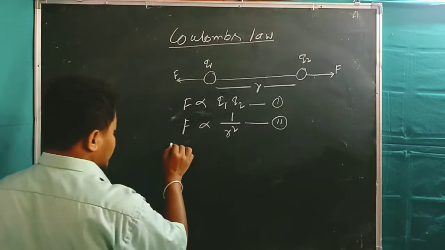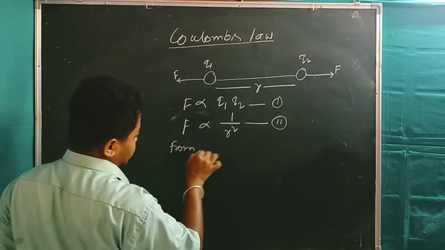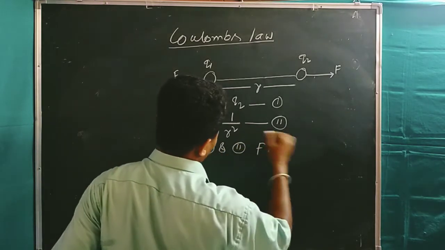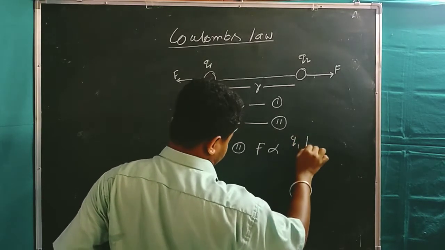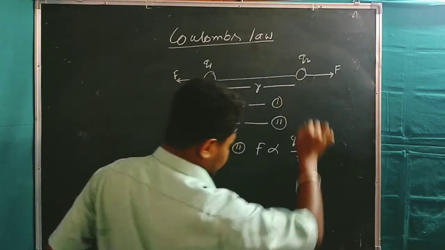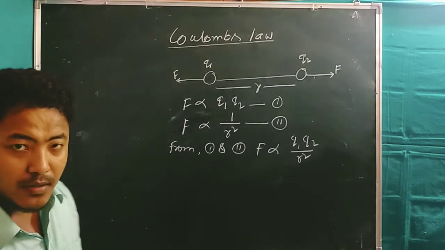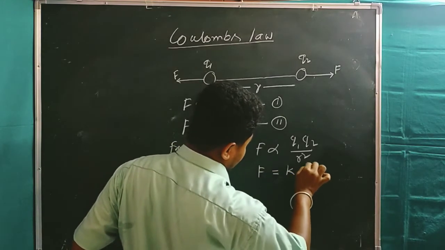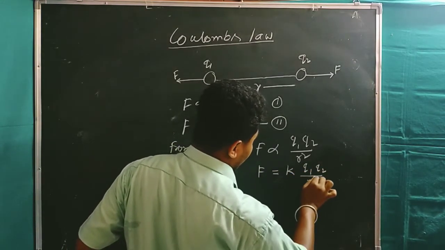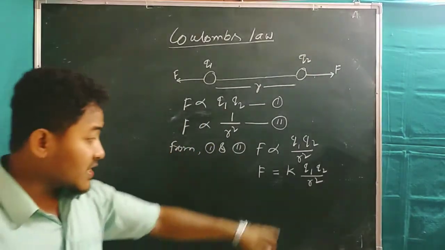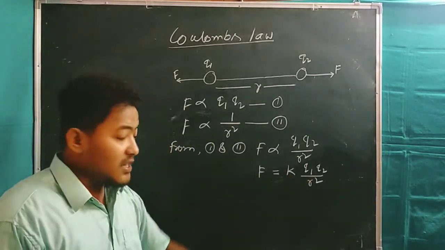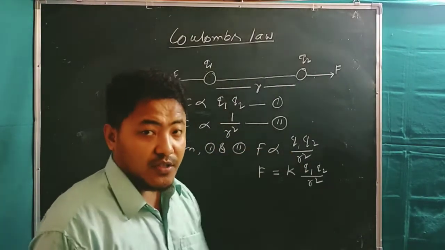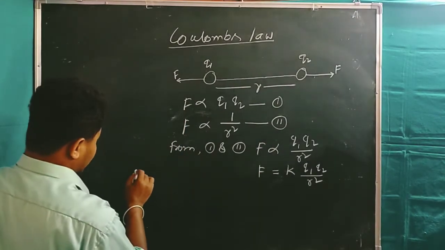Now from equations 1 and 2, we have F proportional to Q1 Q2 by R square. Now if I take the help of a constant here, F is equal to K Q1 Q2 by R square. In this case, this K is a constant, and this K is known as the electrostatic constant.